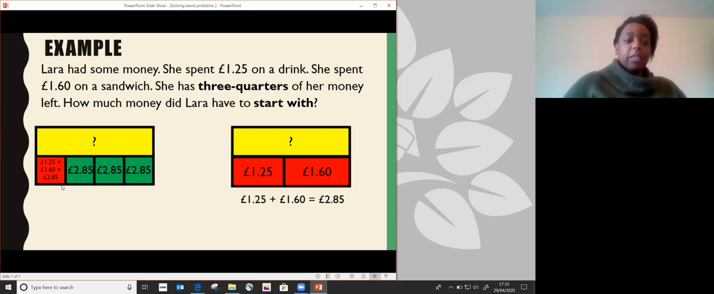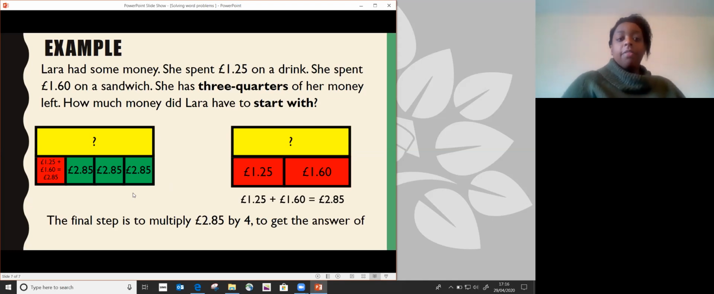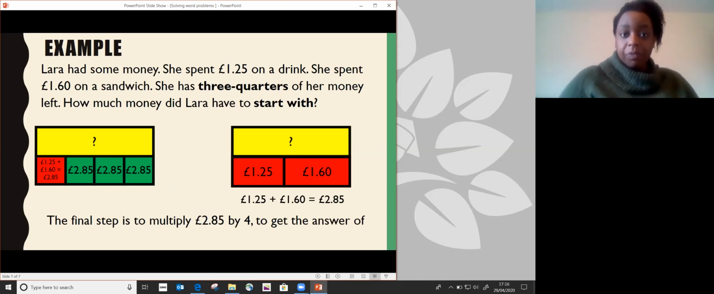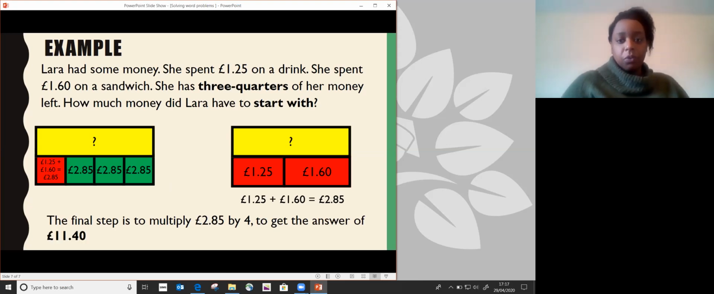Now, if each part is worth £2.85, then again, going back to some of the other strategies we used before, we know that if we either repeatedly add £2.85 4 times, or we multiply £2.85 by 4, then we can get the answer of the amount of money Lara had in her purse to begin with, which is £11.40. So we do £2.85 times 4 to get £11.40.